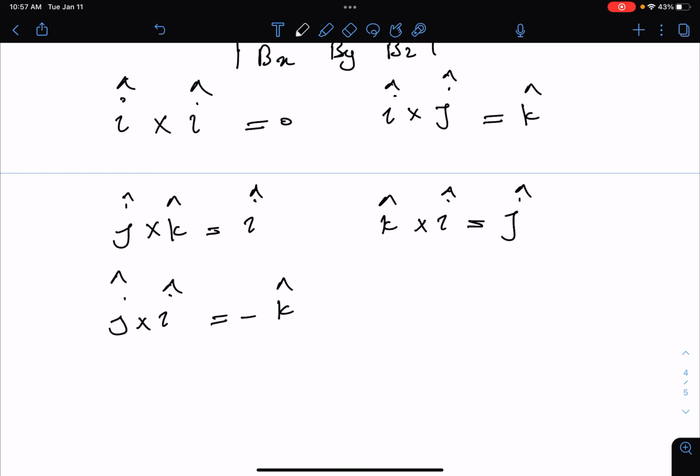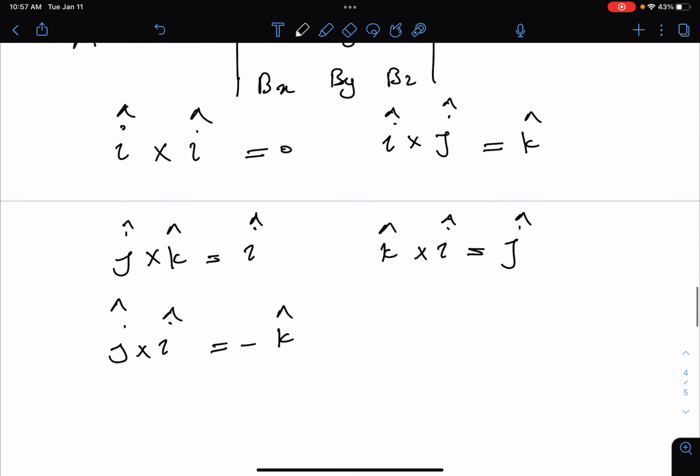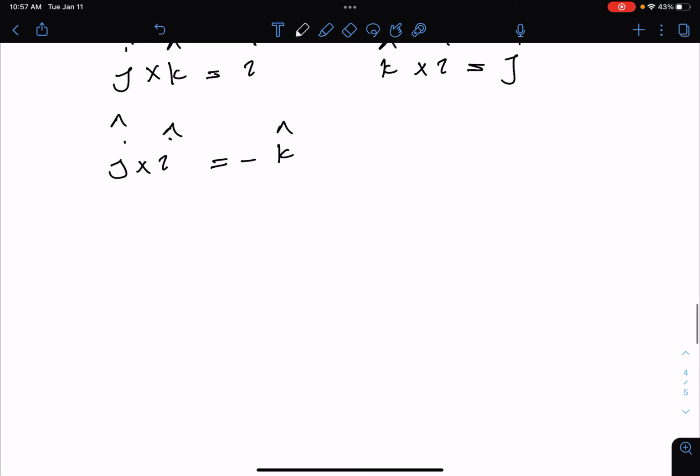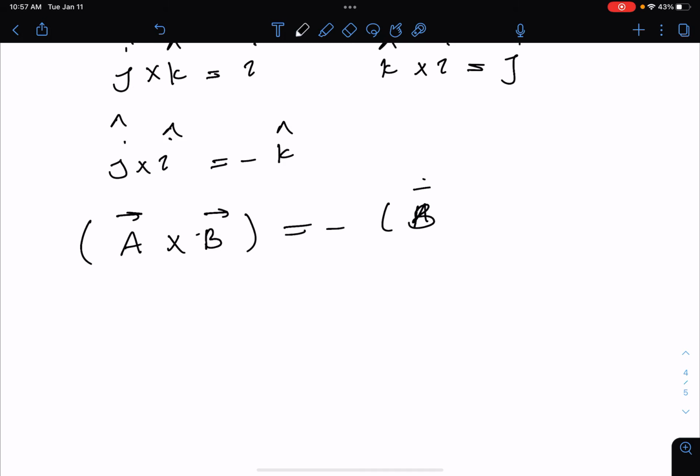And if you write the determinant and do the calculations, you can actually prove this. It's not a very complicated proof, but this essentially leads us to conclude this very basic rule, that A cross B is equal to negative B cross A.